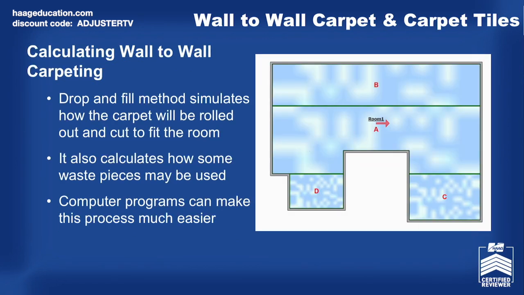This slide illustrates what can be generated by many estimating softwares or computer programs, where a room of very irregular shapes has been calculated for carpet, and what the roll cuts would need to be to minimize the waste. And you can see in each section how that was determined. The drop and fill method simulates how the carpet's going to be rolled out on site, where the cuts can be made, and where you can use that waste.